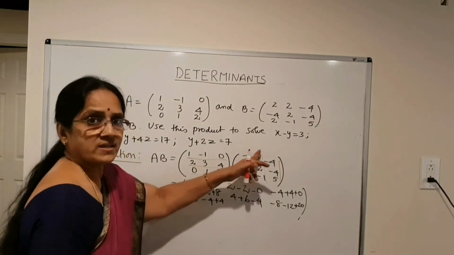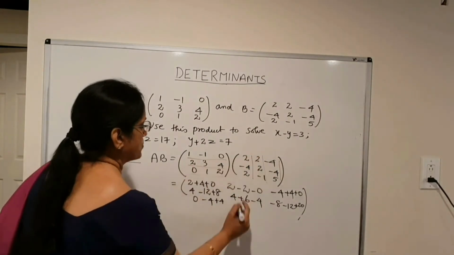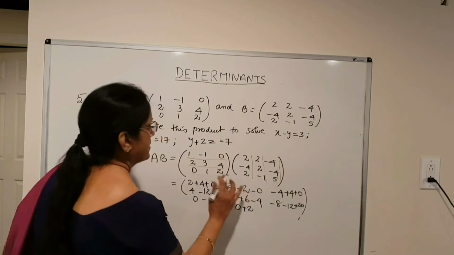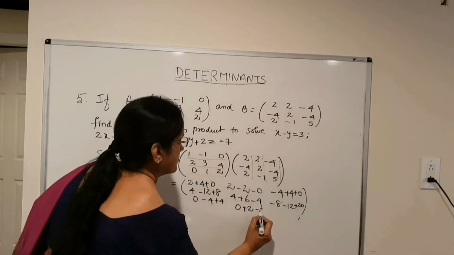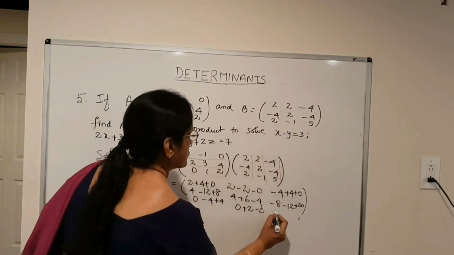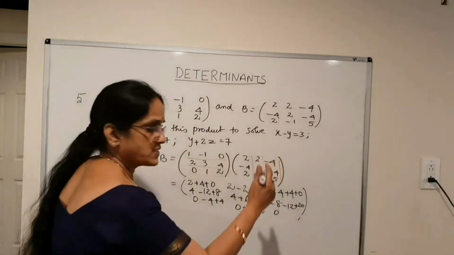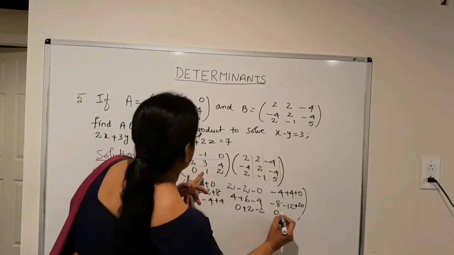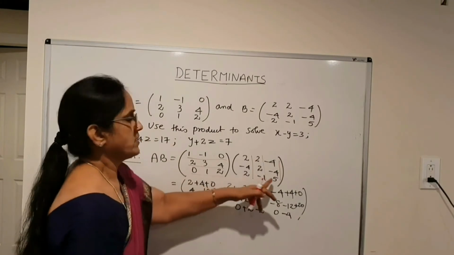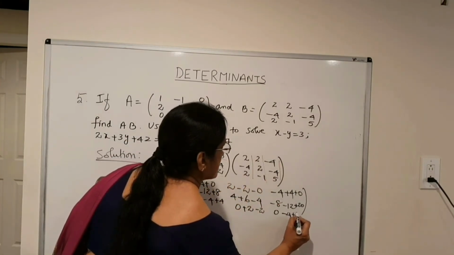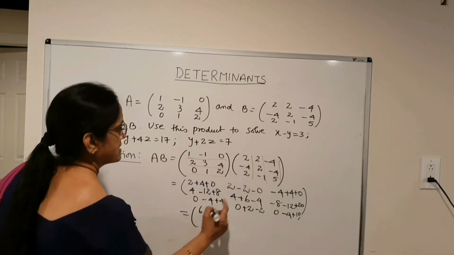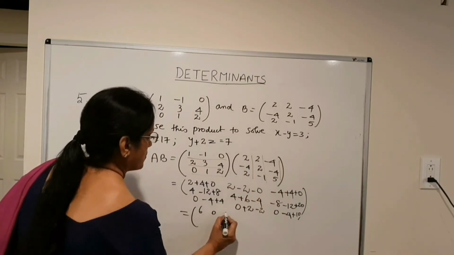Then third row and second column, 0 into 2, 0, 1 into 2 plus 2, 2 into minus 1, minus 2. Then third row and third column, 0 into minus 4, 0, plus 1 into minus 4, again minus 4, then 2 into 5 plus 10.